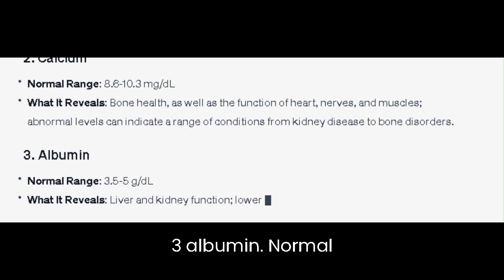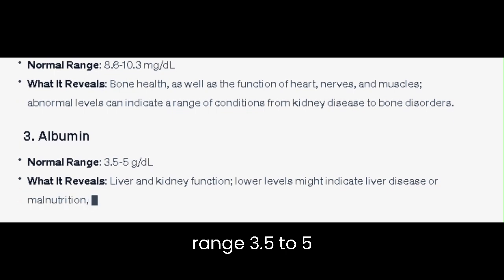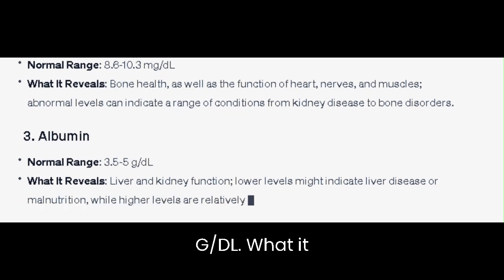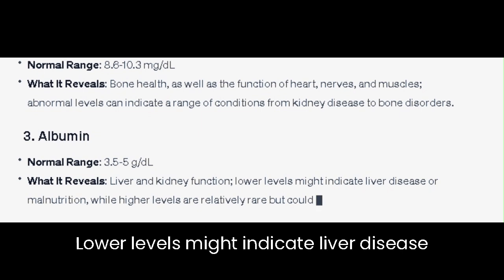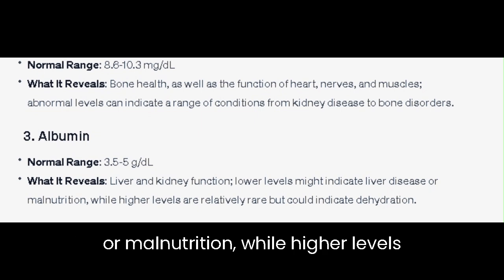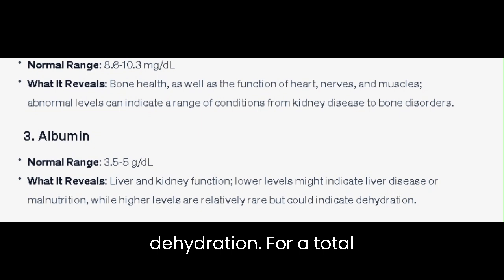3. Albumin. Normal range, 3.5 to 5 g/dL. What it reveals: liver and kidney function. Lower levels might indicate liver disease or malnutrition, while higher levels are relatively rare but could indicate dehydration.